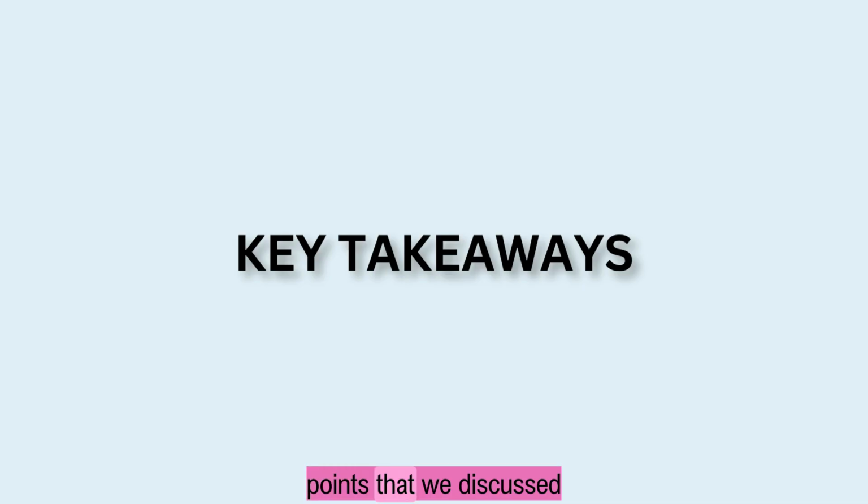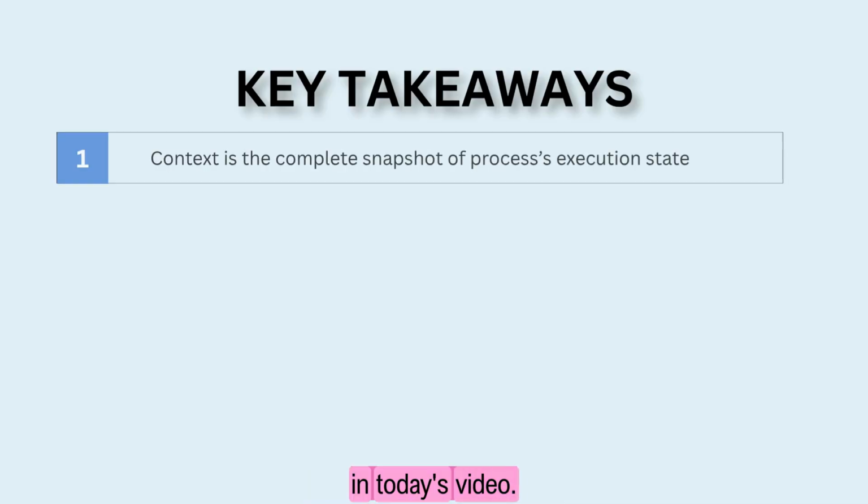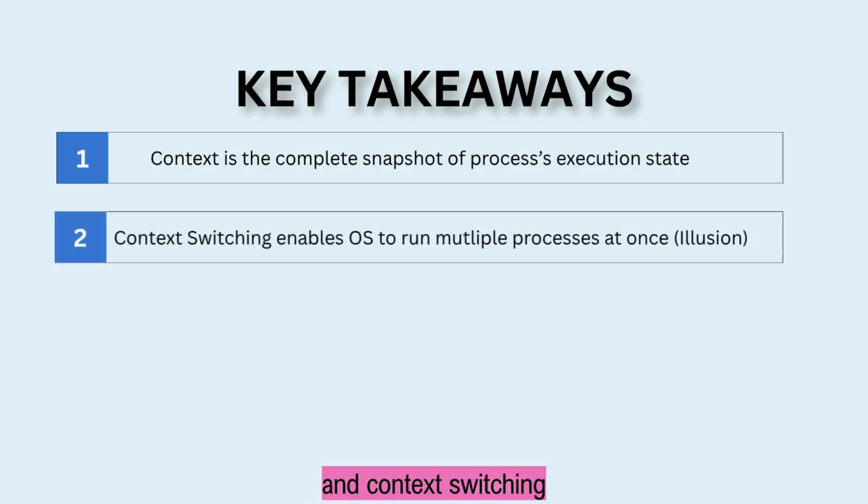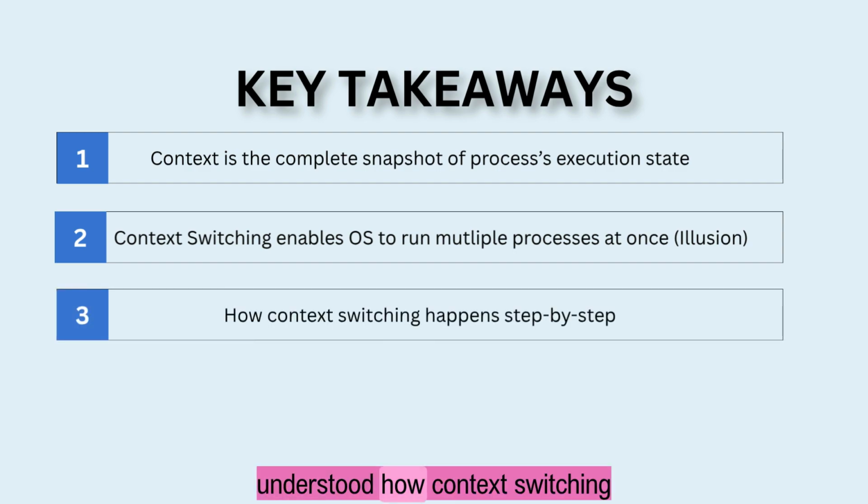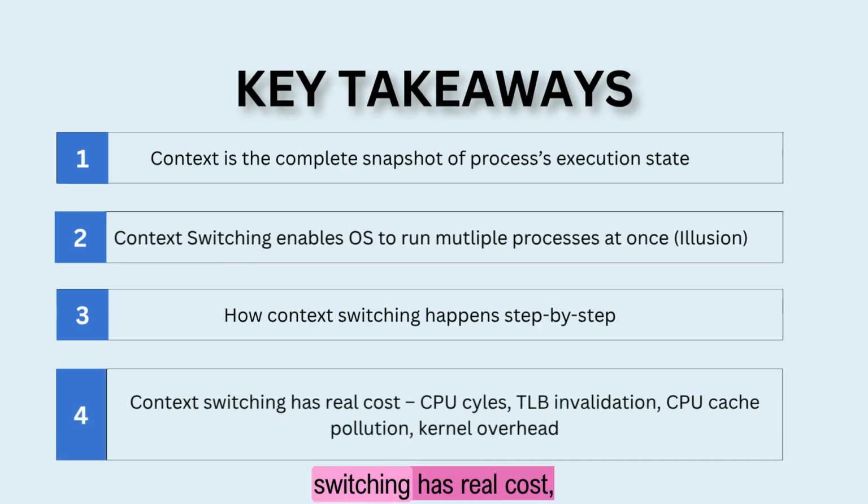Here are the key points that we discussed in today's video. Context is the complete snapshot of a process execution state, and context switching enables the OS to give the illusion of running multiple processes simultaneously. We understood how context switching happens step by step. Context switching has real cost: CPU cycles, TLB invalidation, CPU cache pollution, kernel cost, etc.